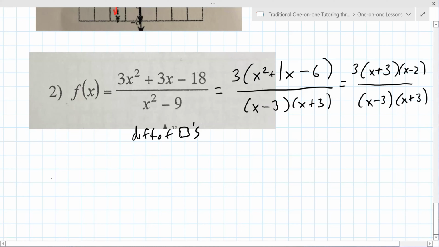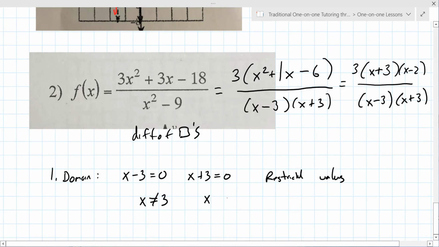Okay, so the first thing we're going to do is domain. You do not make any cancellations yet. I know it's tempting to say, all right, let's cross those out. For the domain, you set the bottom equal to 0: x minus 3 equals 0, x plus 3 equals 0, and these are the restricted values. So x cannot be 3, and x cannot be -3. And so your domain is negative infinity to -3, union -3 to 3, union 3 to infinity.